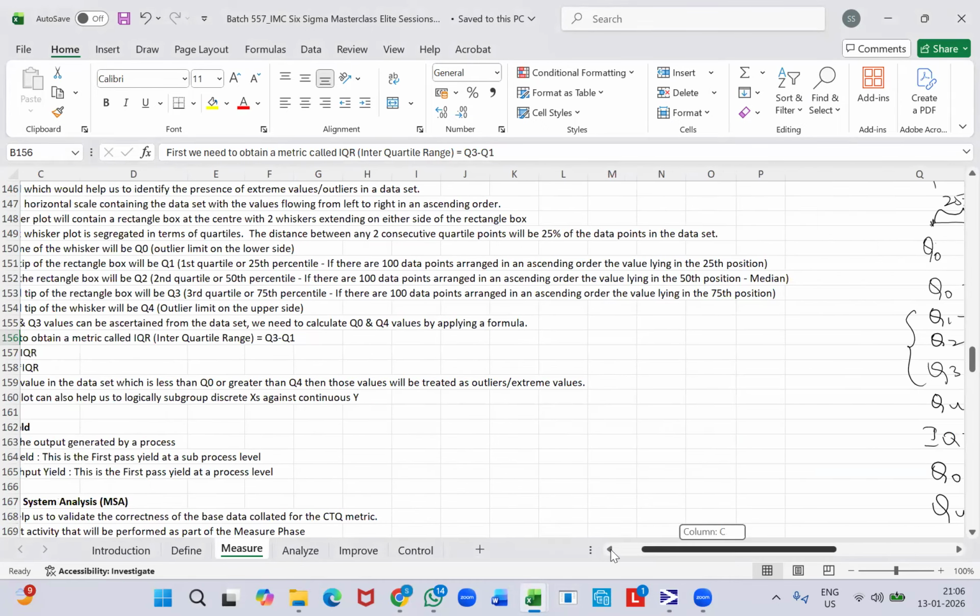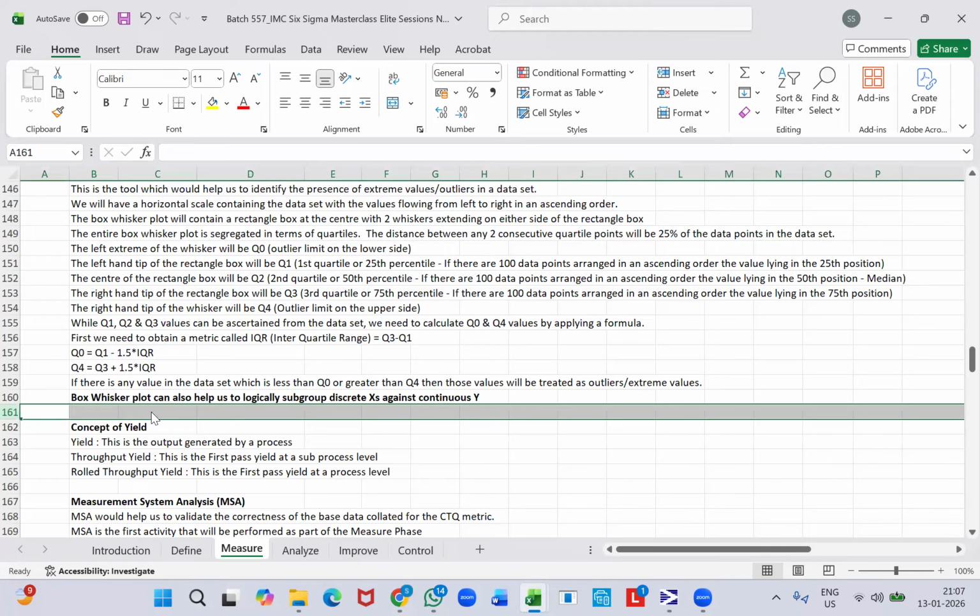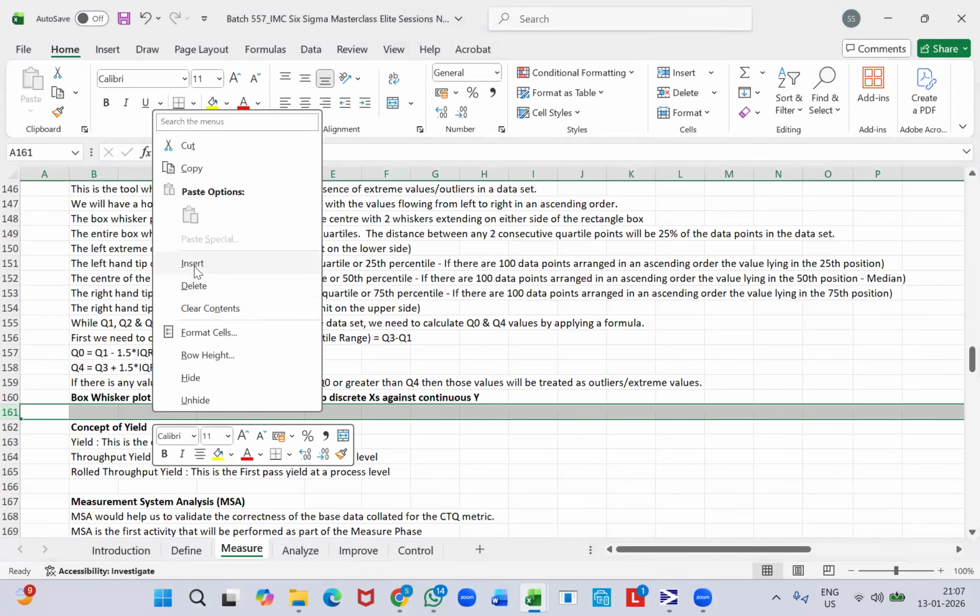So there can be a question on this, and that is why I'm making this point. The box whisker plot as a tool can also help us to logically subgroup discrete x's against continuous y, right? So they will ask you which tool will help us to logically subgroup discrete x's against continuous y. We need to pick the option box whisker plot. Fine. So this is about the descriptive statistics and the graphical representation of data.